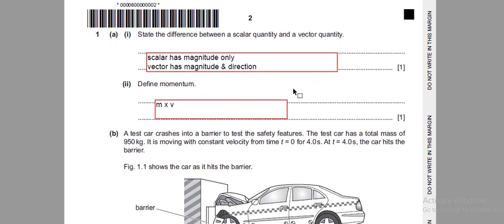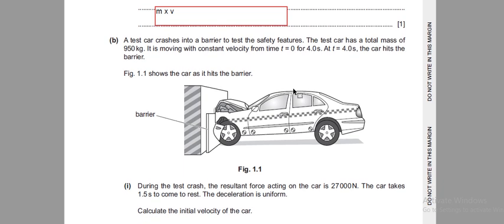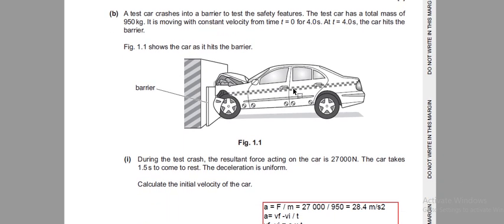Difference between scalar and vector. Scalar has magnitude, vector has magnitude and direction. Momentum is mass times velocity.